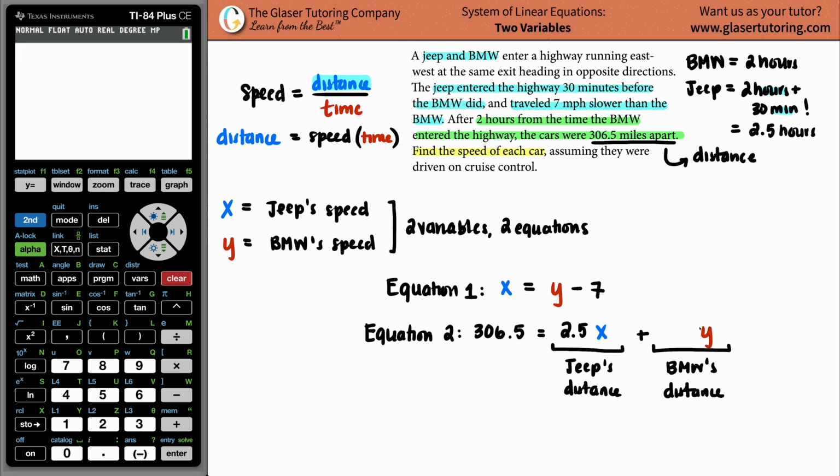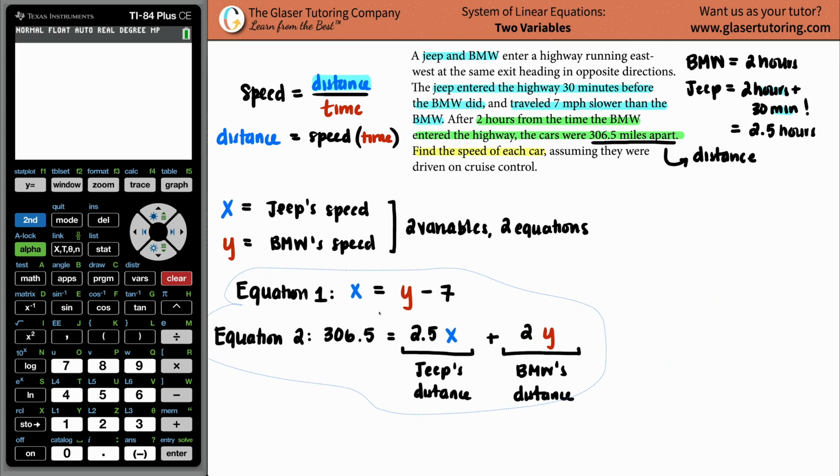And now, what is the BMW's time? Yeah, that was just 2 hours. So that's just going to be 2. And now you have a beautiful 2 equations. You have the Jeep's component plus the BMW's component, and they all will equal the total distance. Now we have these systems of equations, and we just have to solve them, right?